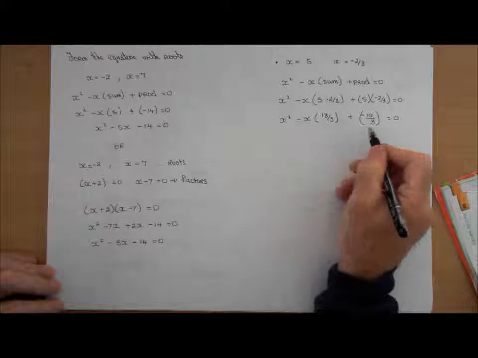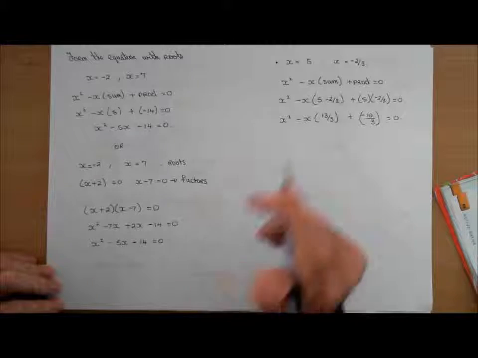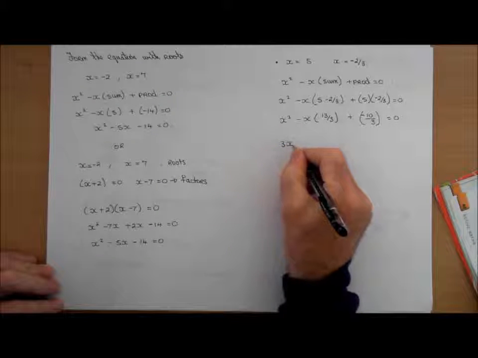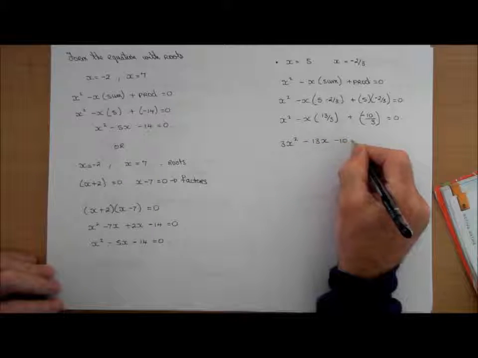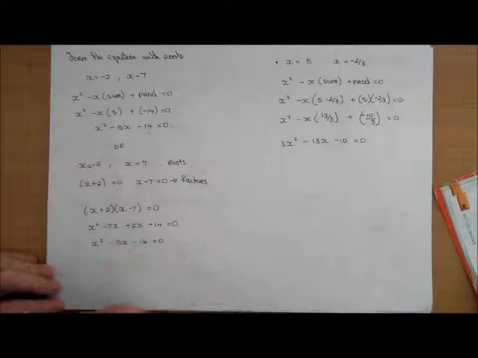So how do we get rid of these? We multiply everything by 3. So I'll get 3x squared minus 13x minus 10 equal to 0.